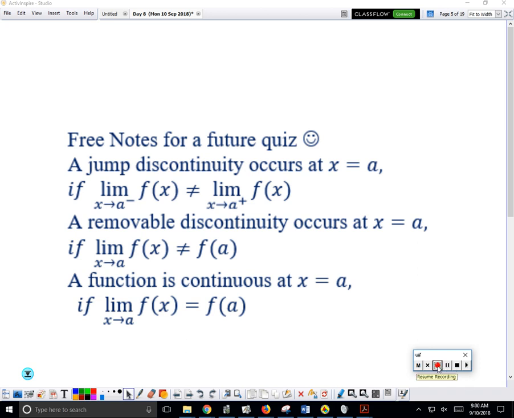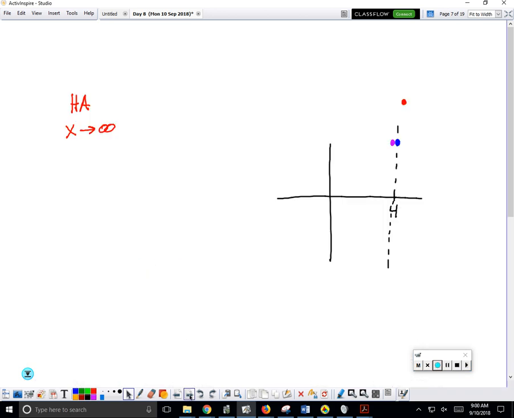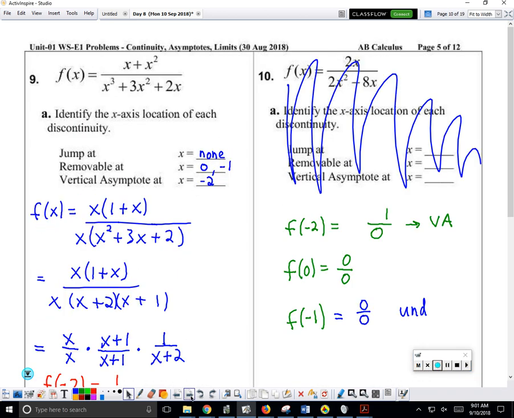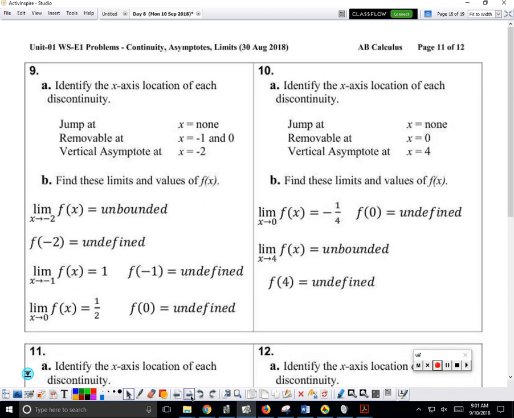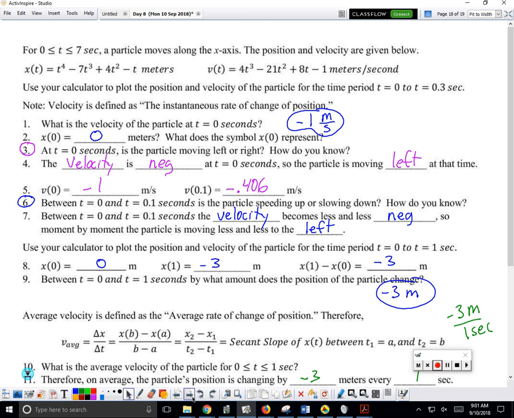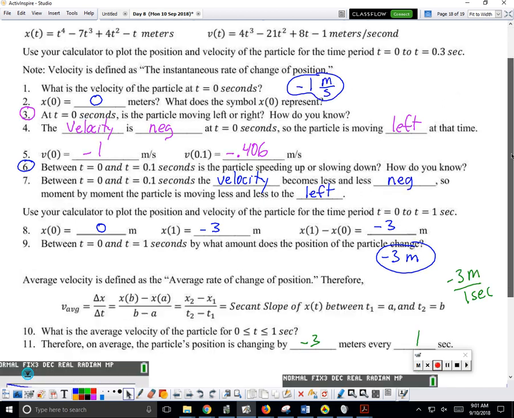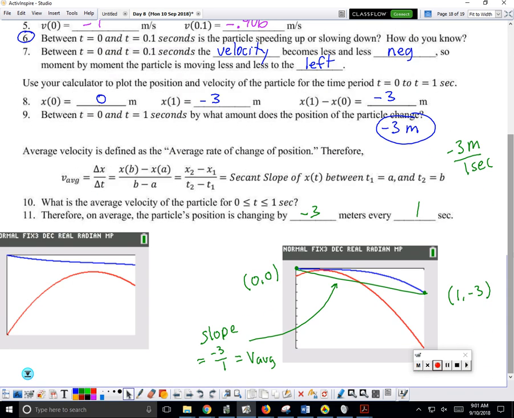Okay, here we go. We're going to pick up right where we left off. So, I believe this class had gone through 11, is that correct? Okay. So just a reminder, look here.